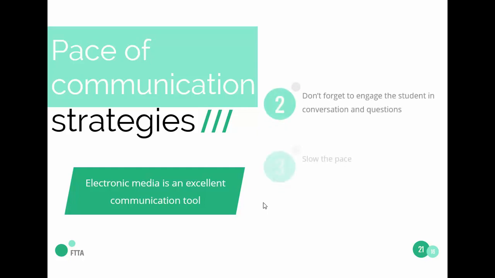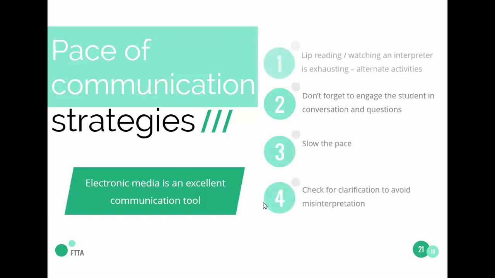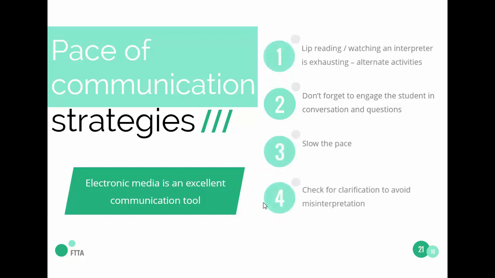Don't forget, we'll bring up number 1 first. How does that sound? Number 1, lip reading. So this is the pace of communication strategies. We're talking about the speed and delivery of when you're talking to someone, when you're trying to get information across to them. Watching an interpreter is exhausting, so think about alternative activities or alternative means to get that information across, assuming that the person actually has an interpreter, which is not exactly that common.